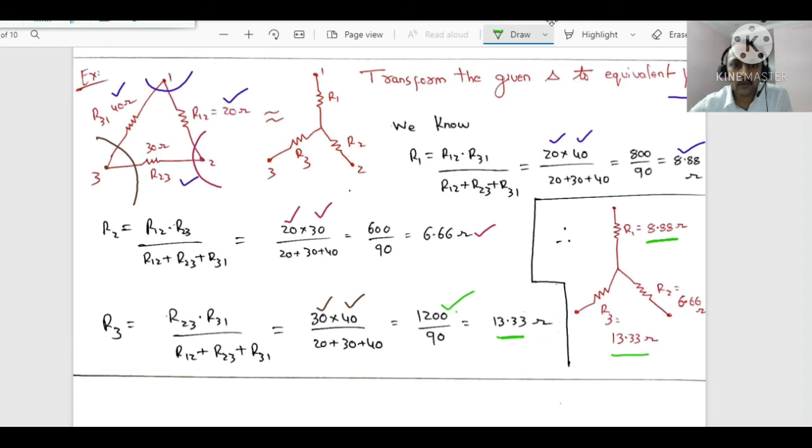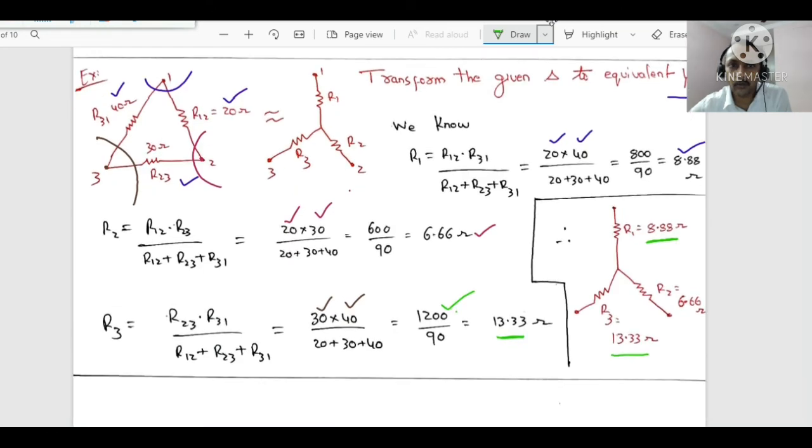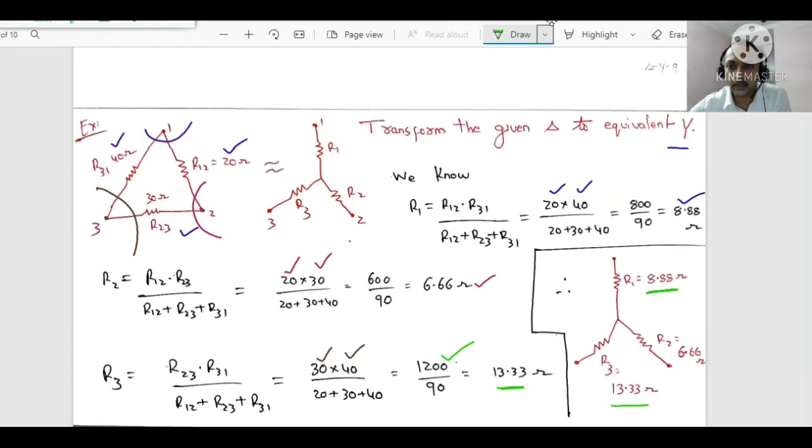Now let me do one more small example. For example, please take down this example, dear students. It will be very helpful for you. You will understand it if you substitute the values, write down the formulas, and indicate the node numbers and values of the resistors. Everything must be clear while attempting such kind of questions in the exam.